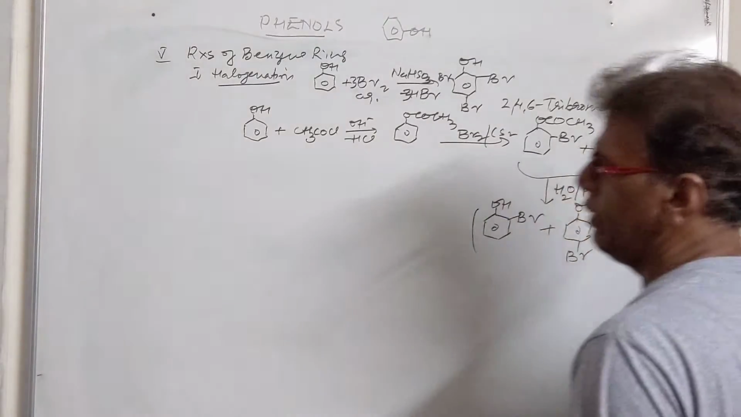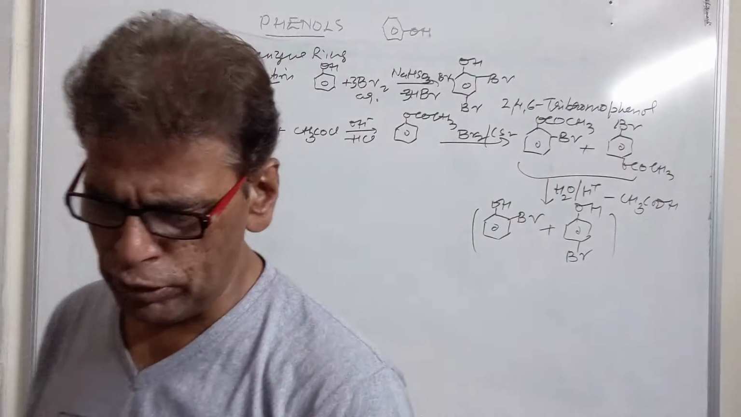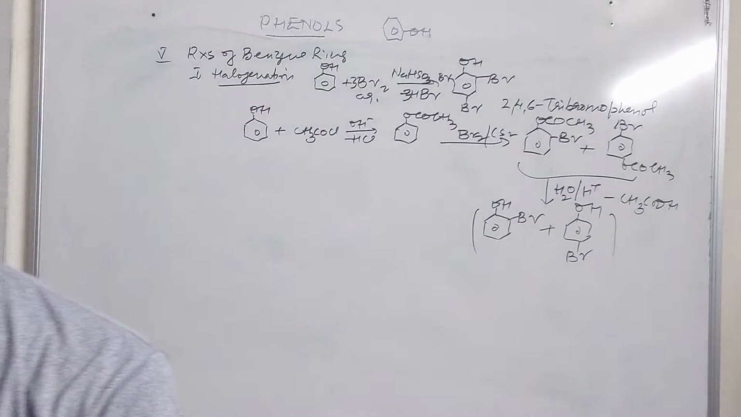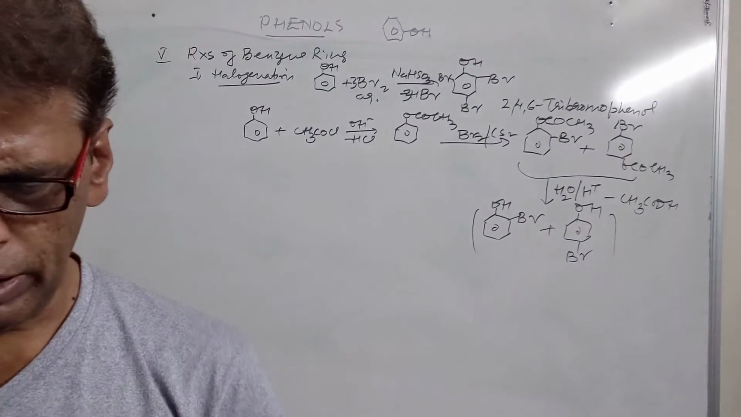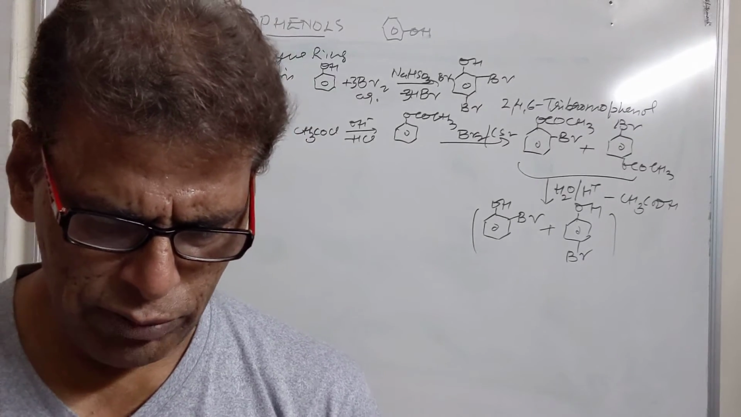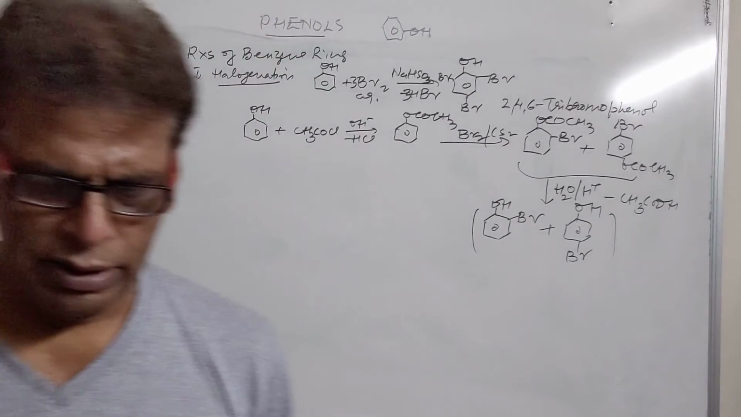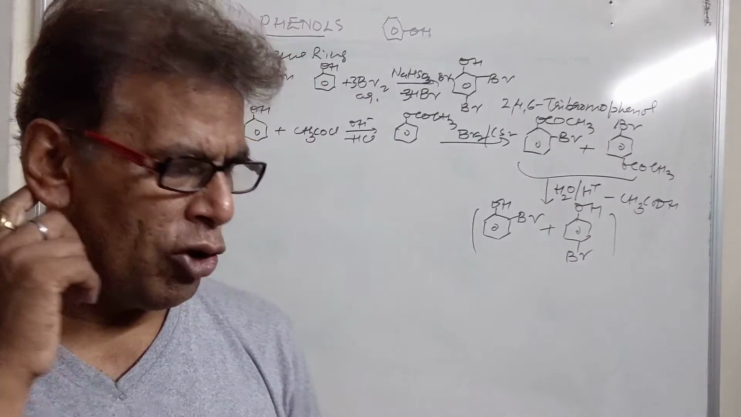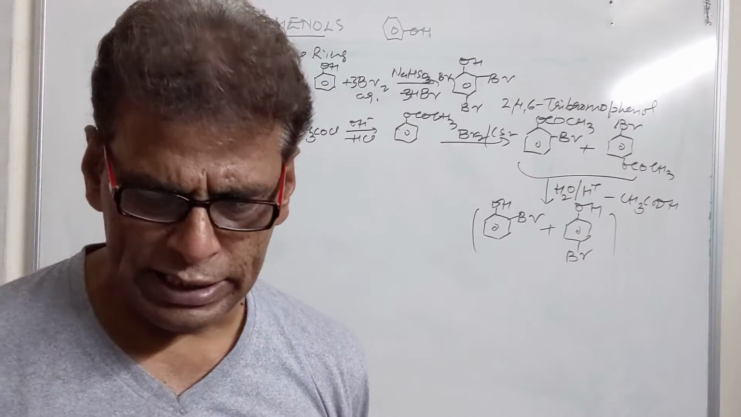So halogenation can be limited to one position also, if we are using some non-polar solvent. If aqueous conditions are used, if we are using a polar solvent, then the reaction cannot be stopped at the monohalogenated state.